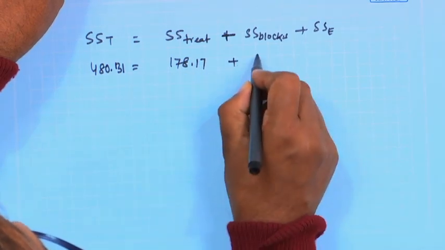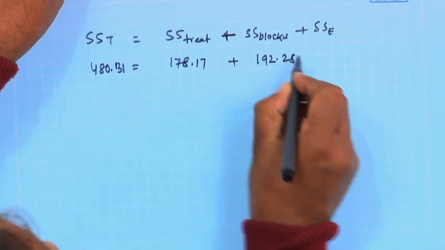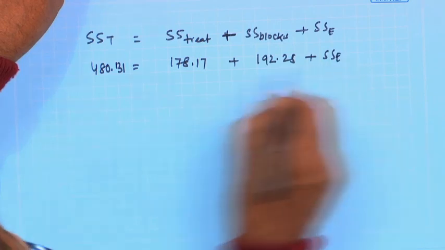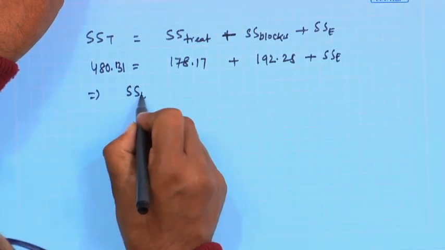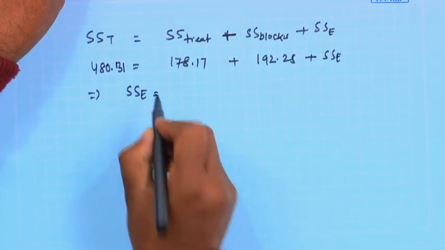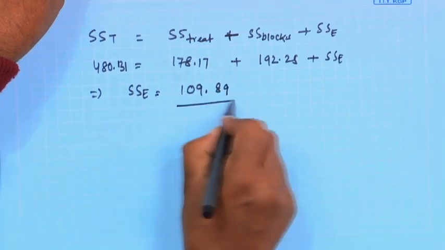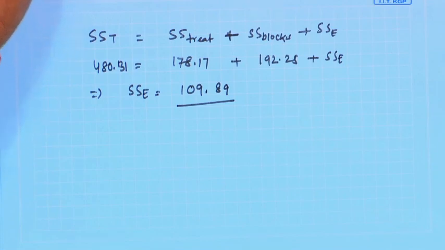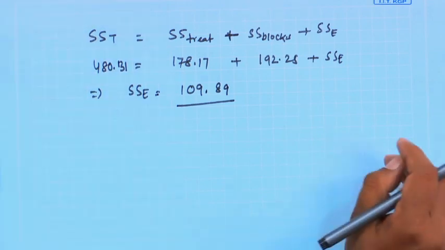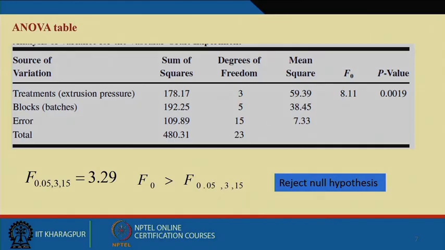SS total is 31, SS treatment is 178.17, SS block is 192.22, then what is SSE? From here you will get SSE equal to 109.89. So, you are in a position to compute the ANOVA table.